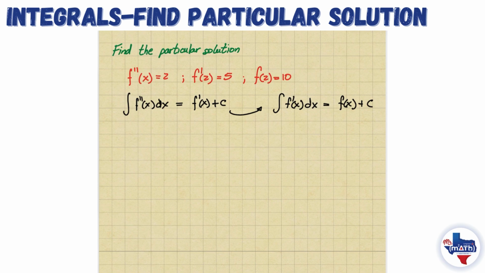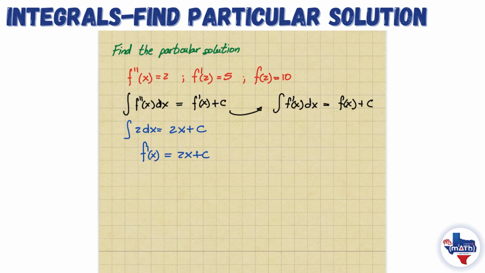Okay, so let's go with the first part. The integral of the second derivative, which is 2 dx, will be equal to just 2x plus c, right? And this is our first derivative. Let's write that better. This will be equivalent to our first derivative. Okay, our first derivative is 2x plus c. What else do we know?